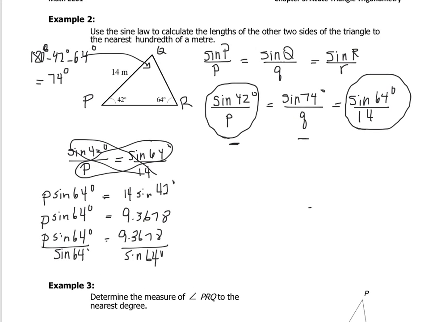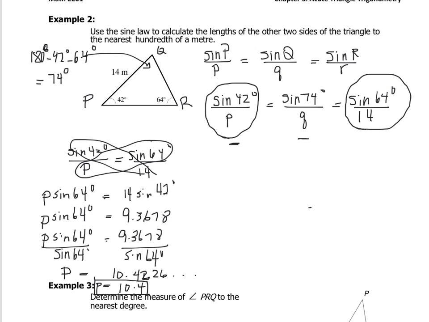P equals 10.4. If I round that off, what is that exactly? 9.3678 divided by sine 64. It's 10.42 around there, 4226, and so on. But if you round that to one decimal place, it would just be 10.4.